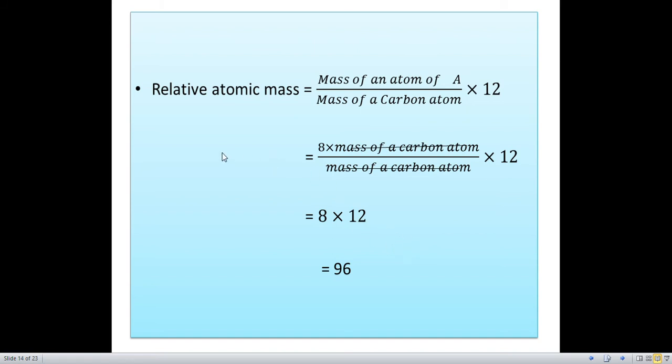Second method to find the same answer for the same question: relative atomic mass of an atom of A is the mass of atom A divided by the mass of a carbon atom into 12. So the mass of atom A is 8 times 8 into the mass of a carbon atom, and the mass of a carbon atom, you can simplify these two, and 12 times 8 is 96. The answer is 96.